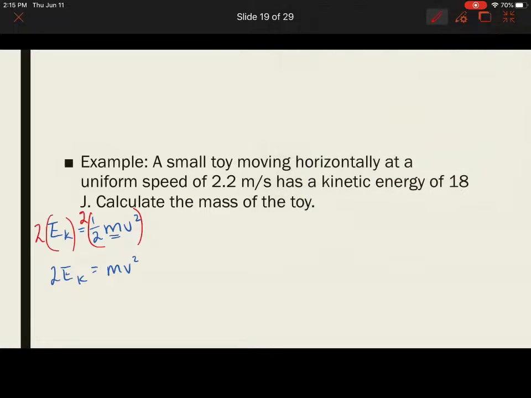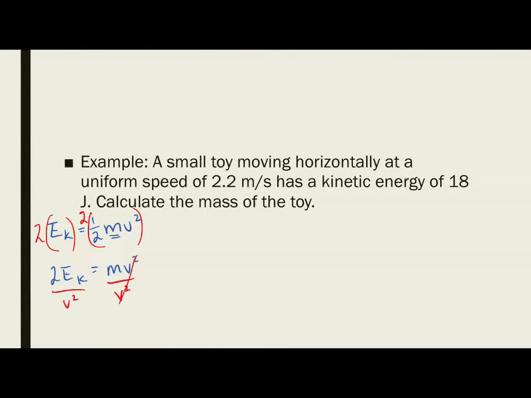I'm looking for m to be all by itself, so I'd need to divide by v squared. A lot of people think I need to do something with that squared. That squared only applies to the v, not to the m. So if you divide by v squared, you are done. You're good. Okay? So here we get that mass is equal to 2 times the kinetic energy divided by the velocity squared. All we got to do. So 2 times the kinetic energy, which is 18 joules, divided by 2.2 meters per second squared. And keep in mind the answer needs to be 2 significant digits because that's what we get in the question.